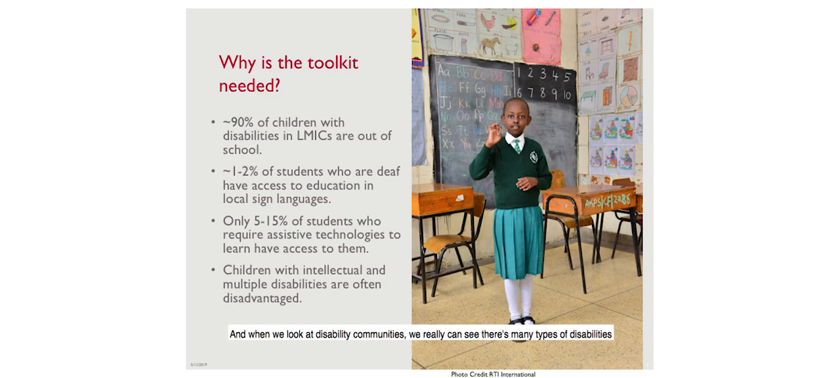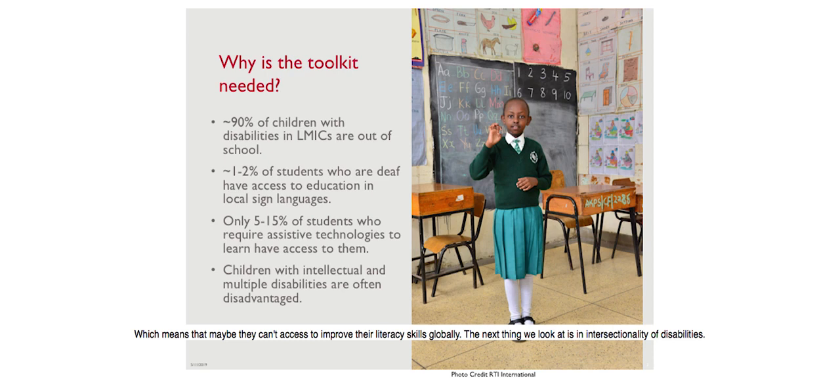When we look at the disability community, we can see there are many different types of disabilities, and they have their own unique needs. One example would be deaf and hard of hearing children. Only about 1 or 2% of those deaf children have access to education with sign language. The same goes for students that need assistive technology. Probably about 5 to 15% have access to technology, which means maybe they can't improve their literacy skills.